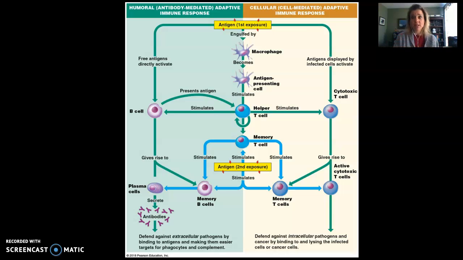And that's what immunity is. It's preventing us from suffering when we get infected by an antigen for a second, third, or 10th time. And so that is, in a nutshell, the humoral immune response and the adaptive immune response.